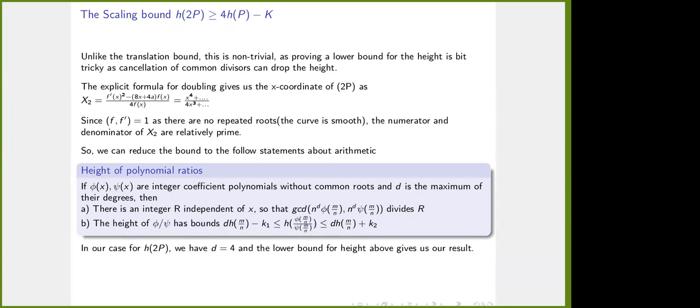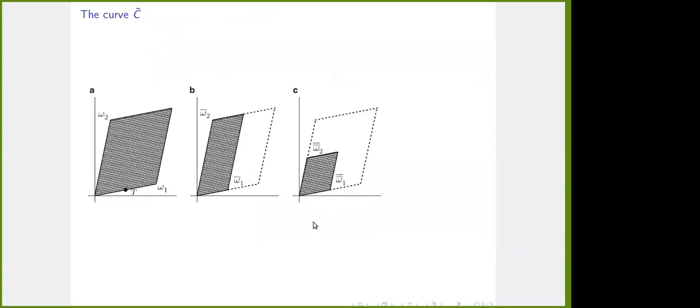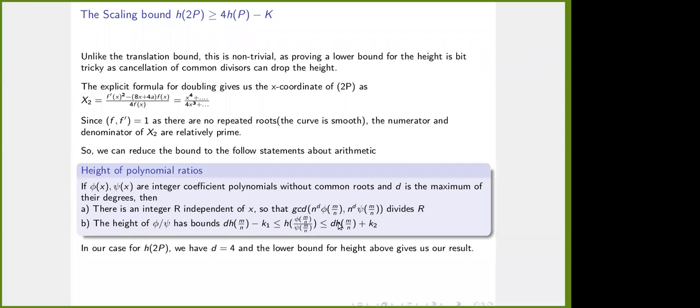Then the height of φ over ψ has bounds. Using the arithmetic statement, you can get a bound for the height because the cancellation is bounded, and this is the equation we're interested in. The upper bound is not needed for us; we just need the lower bound on the height. The degree of the numerator was 4, and d was the maximum of 4 and 3, so d is 4 for us. So we get the bound that we wanted: h of 2P is greater than or equal to 4 h of P, because d equals 4.